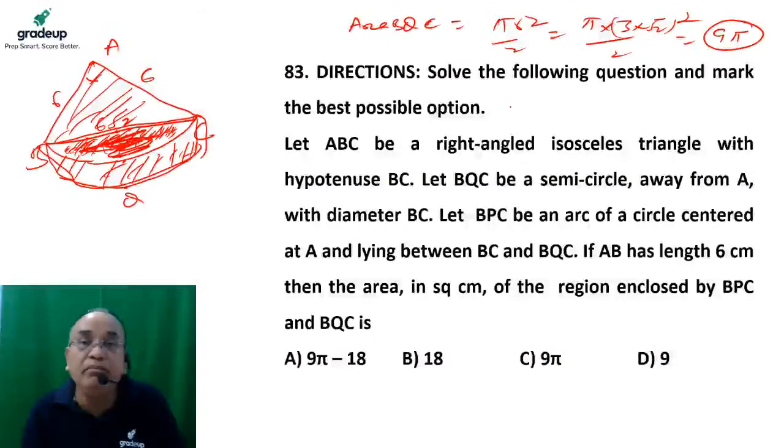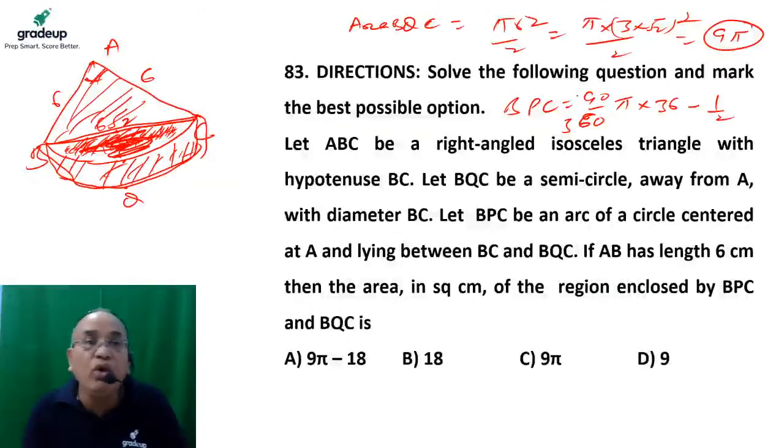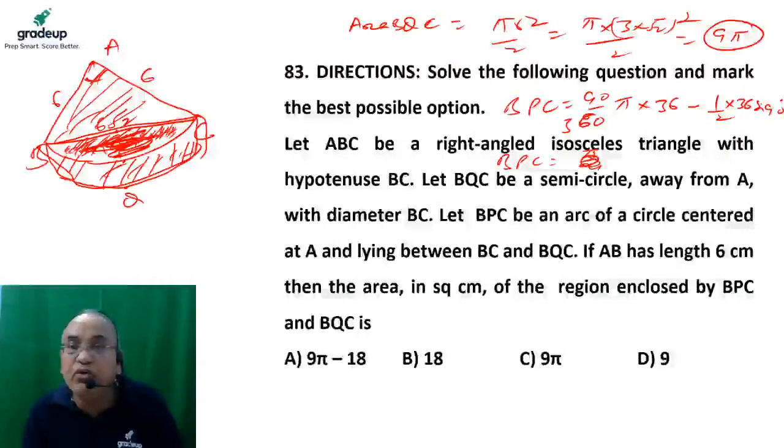So the area of segment BPC, because this is 90 degrees, is nothing but theta upon 360 into pi r square, where r is 36, minus 1 by 2 the area of the triangle ABC, which is 1 by 2 r square into sine 90, which is 1. So definitely the area of BPC would become pi by 4 into 36, which is 9 pi, minus 36 by 2, which is 18. So this is the area of BPC.